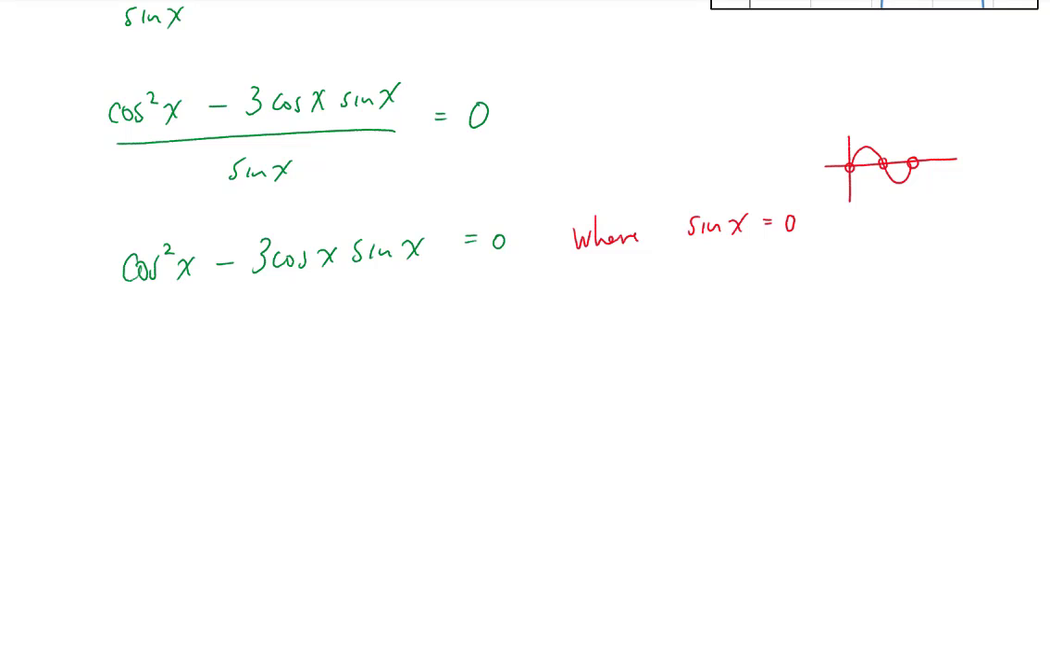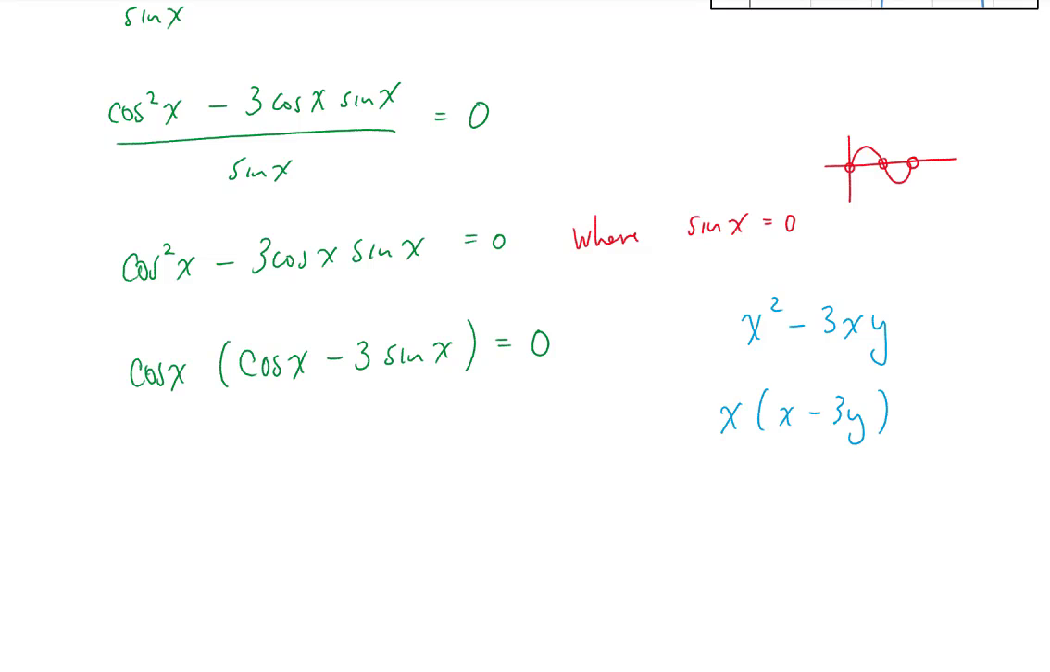Alright, notice we have a common factor of cosine x, so let's factor that out. If we remove a factor of cosine x, we are left with cosine x minus 3 sine of x equals 0. Again, if you're unsure how we did that, if I replace cosine x with x, I get x squared minus 3x, and if I say sine is y, notice there's a common factor of x, which leaves me with x minus 3y, which is equivalent to what we have over here.